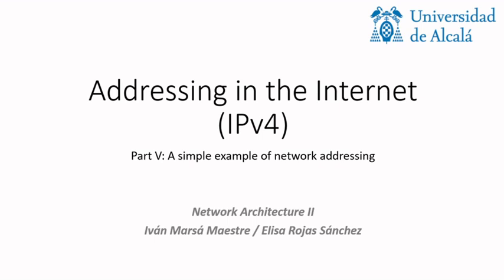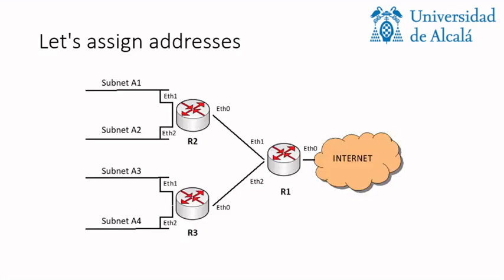In this last video, we are going to analyze a simple sample of network address assignment. So let's assign network addresses in a scenario as the one illustrated in the figure, in which we have 3 routers and 4 subnets, as you can see, plus the 2 networks associated with the links that connect router 1 and 2 and router 1 and 3. Additionally, you can see we have the internet on the right, which would represent any other available network. But we don't have to assign any addresses there, of course.